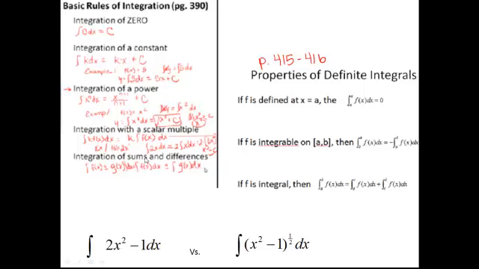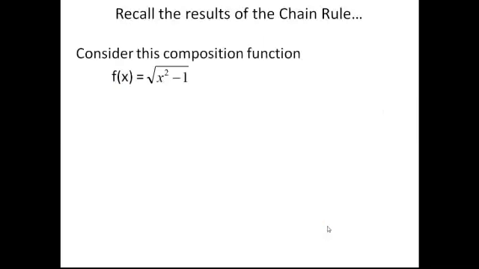Alright, but if you now look at something like this, what do we do with a function within a function? This is a composition function right here. I have this function that's all brought up to the 1/2, so it's a composition function. There's nothing that we have so far that addresses this. So right now, you cannot do that, but we will be able to. So we're going to review now the chain rule.